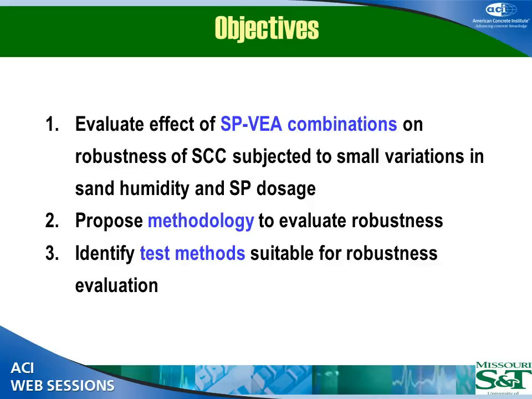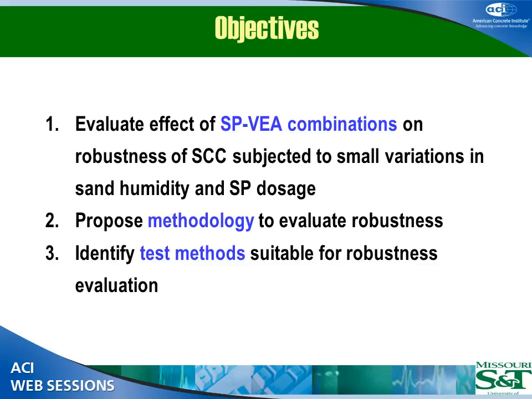So the objective of our study was threefold. One of them was to evaluate a combination of different superplasticizer and viscosity enhancing agents on the robustness of SCC subjected to variation in sand humidity and superplasticizer dosage.